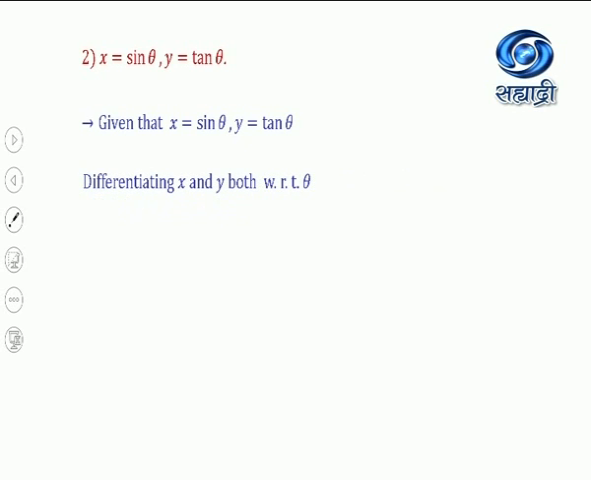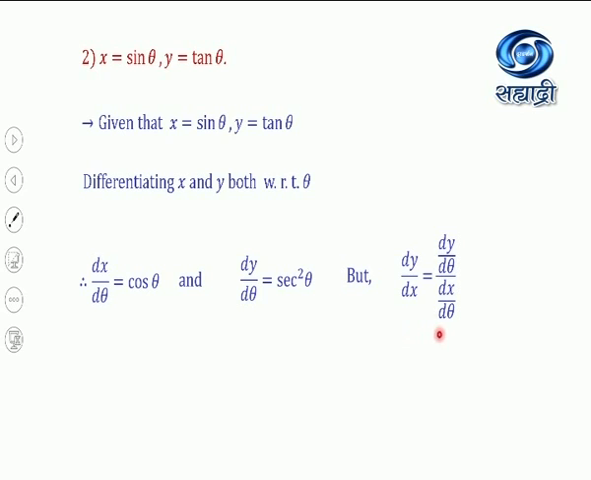Now differentiating x as well as y with respect to theta, we get dx by d theta equal to the derivative of sine theta, that is cos theta, and dy by d theta is equal to the derivative of tan theta, that is sec square theta. But dy by dx equal to dy by d theta upon dx by d theta. Now we substitute the values here, and we get dy by dx equal to dy by d theta, that is sec square theta, and dx by d theta, that is cos theta.